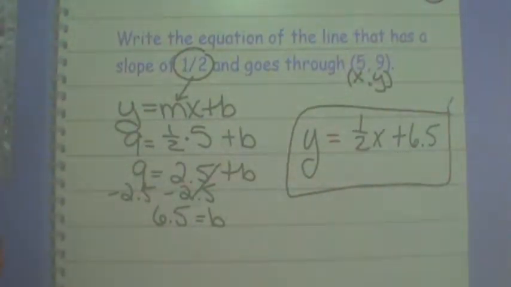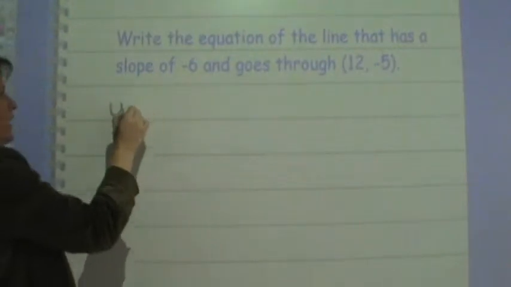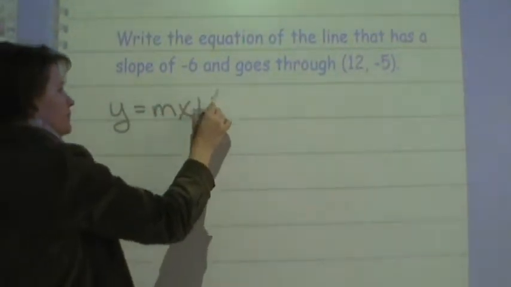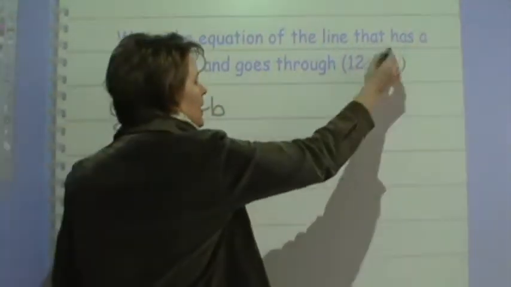Okay, so we have to do a little bit of algebra to be able to figure these out. All right, so let's do another one like that. We got y equals mx plus b. This is my m. This is my y.